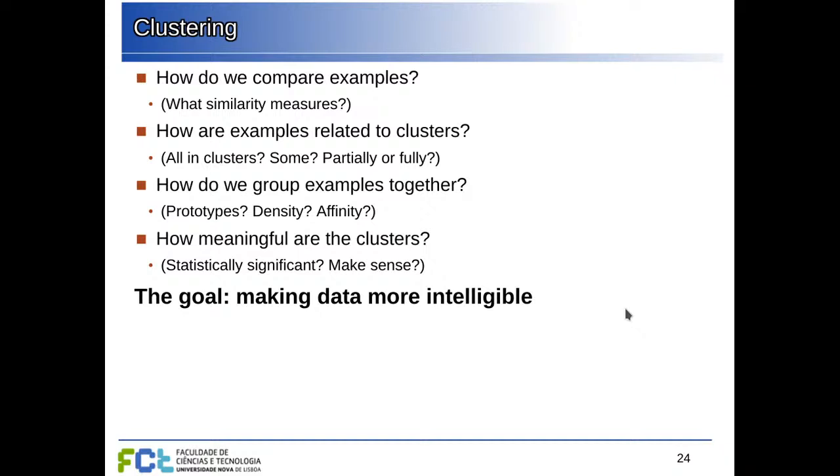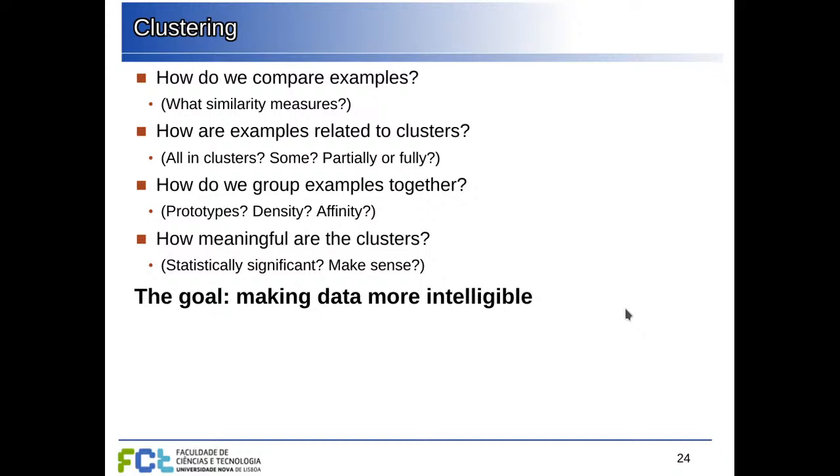Then you need to think about what is the best way of grouping the examples together. Shall we look at the density of the examples in the space of the features? Shall we look at how close examples are together or two examples in common? Or look at prototypes that represent groups of examples and so on? And then we have this problem of validating the clusters. Are these clusters useful? Are these the correct clusters that we're trying to find?